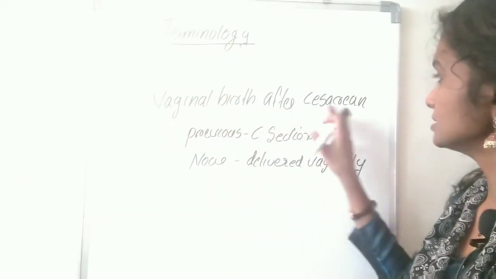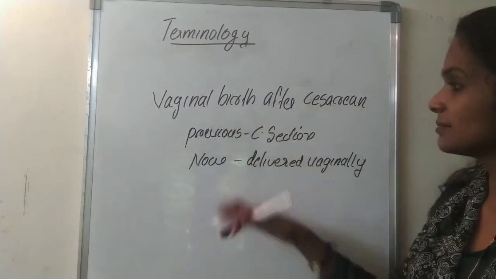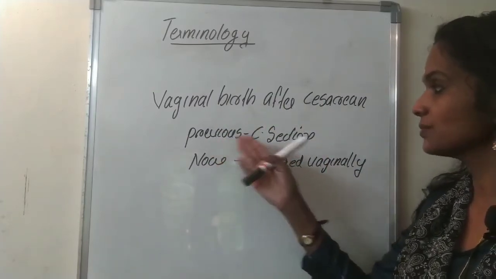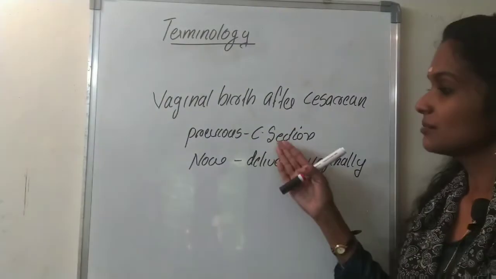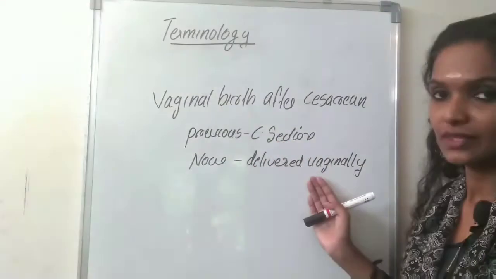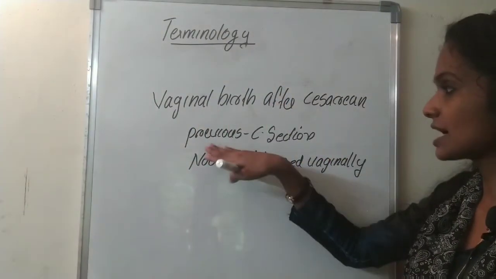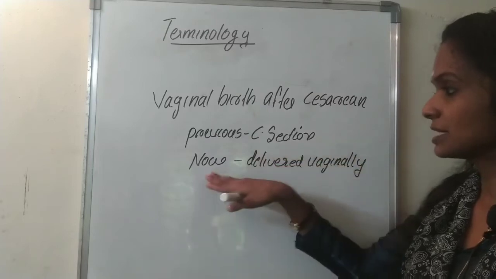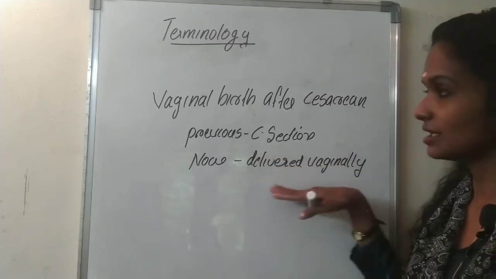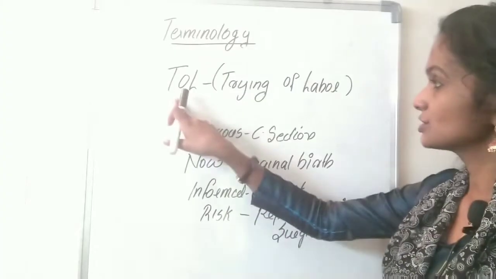Vaginal birth after Caesarean. What is this? It means the mother already had a history of Caesarean section, but now the baby was delivered vaginally. So that is known as vaginal birth after Caesarean. The previous delivery was Caesarean, but now the baby is delivered vaginally.